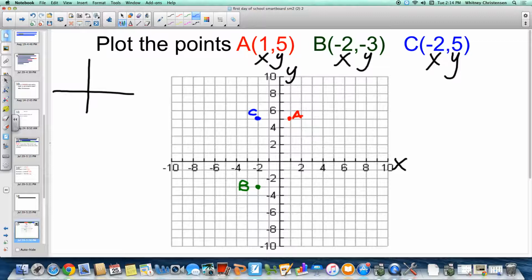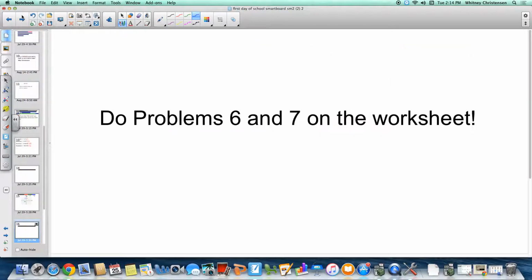You guys, if you have questions, just ask them. No one will think you're dumb. Any questions on how to plot points? Okay, awesome. Do these problems on the worksheet. You are free to talk. Ask each other for help. Check your answers with your neighbor. You can even check your answers with me. If you raise your hand, I'll come and see if you are looking good.